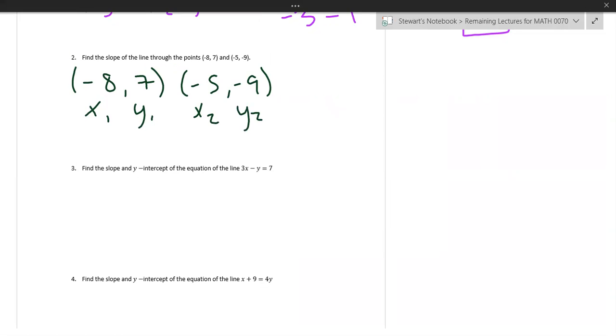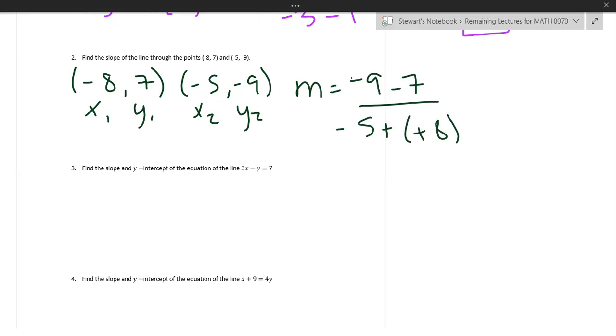And then using the formula again, we have m, or the slope, is equal to y2 minus y1, which is -9 minus 7, over x2 minus x1, which is -5 minus a -8, which would then make this plus 8. -9 minus 7 is -16. -5 plus 8 is +3.